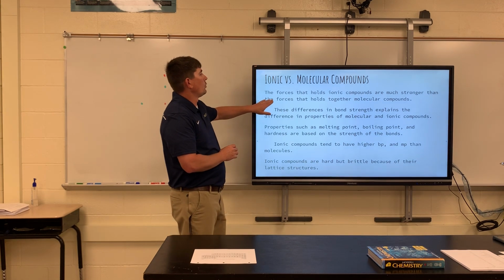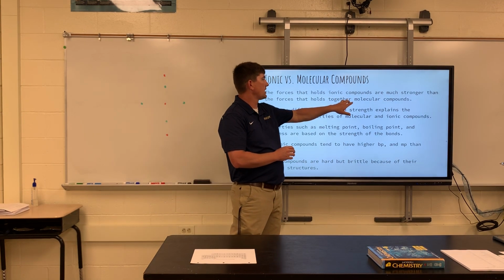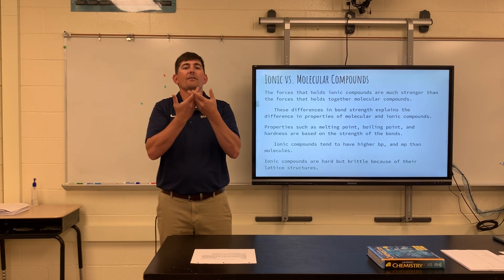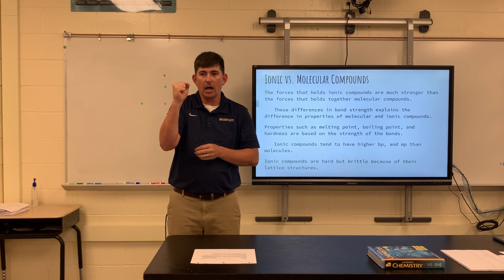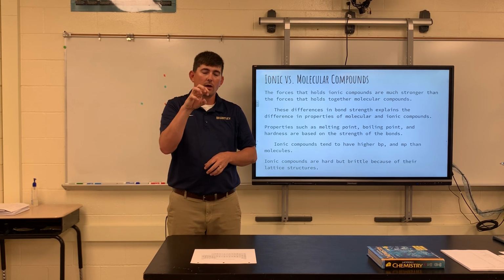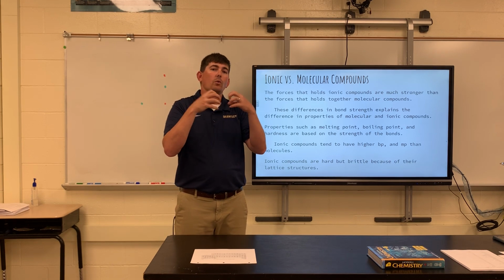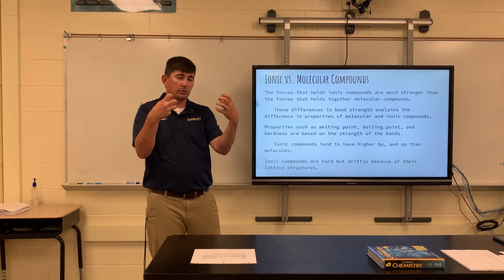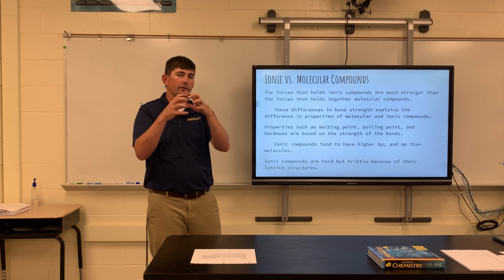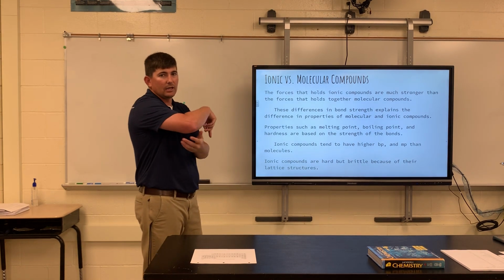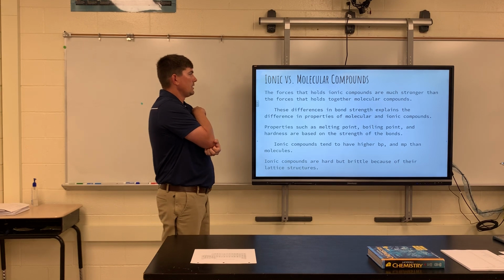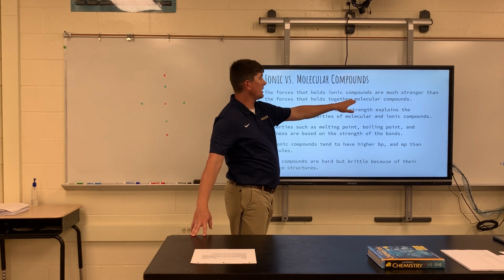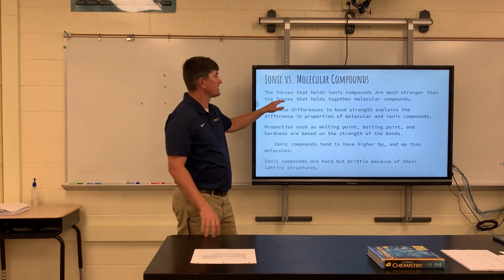Now, when it's talking about the forces that hold together molecular compounds, it's not talking about the covalent bonds inside of the molecules. That's holding the molecule together itself. What's holding one molecule to another molecule is not the same thing as what's holding things together inside the molecule. We'll talk about the difference between those two, the inter and intramolecular, in the next video, I think. So it's not actually talking about covalent bonds here, even though molecular compounds are made from covalent bonds.